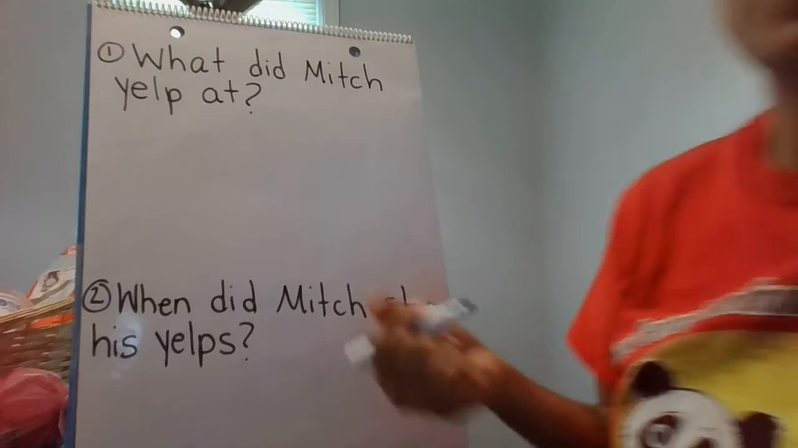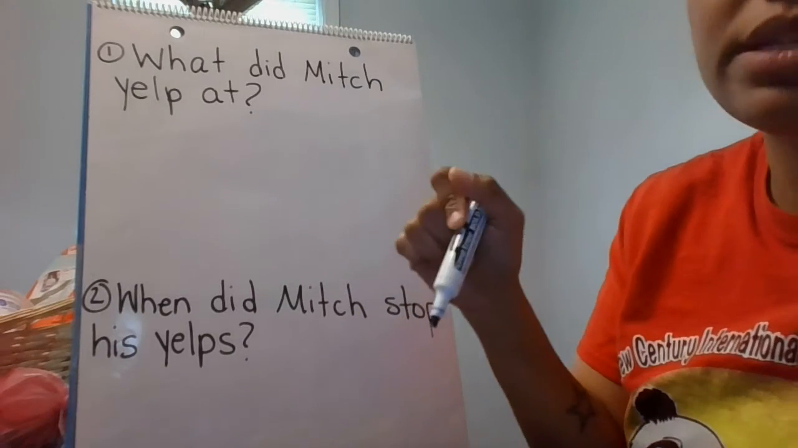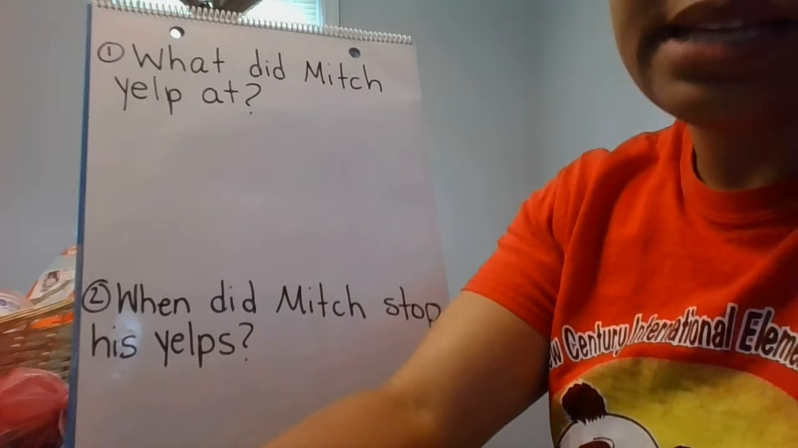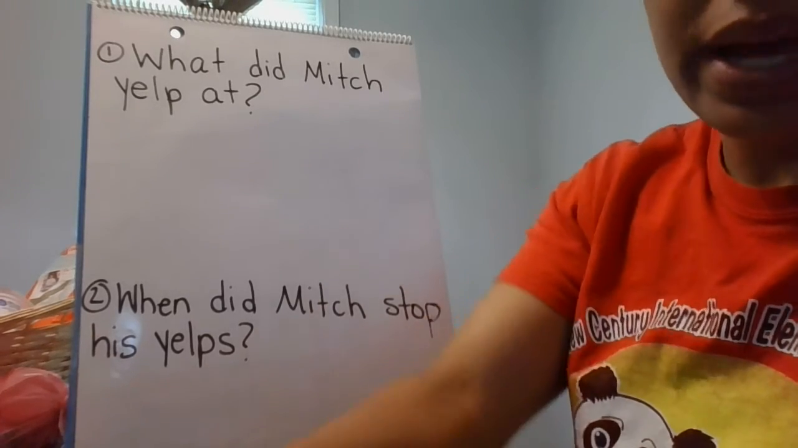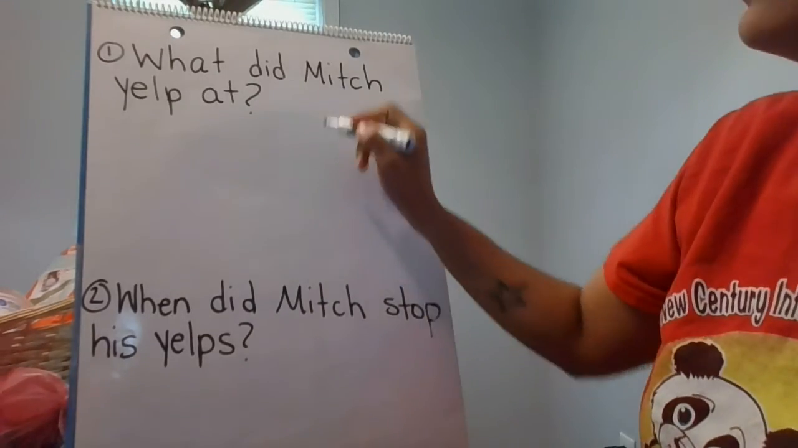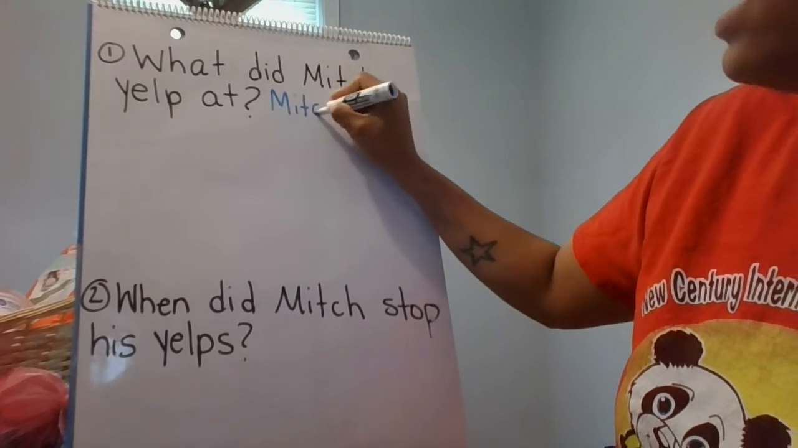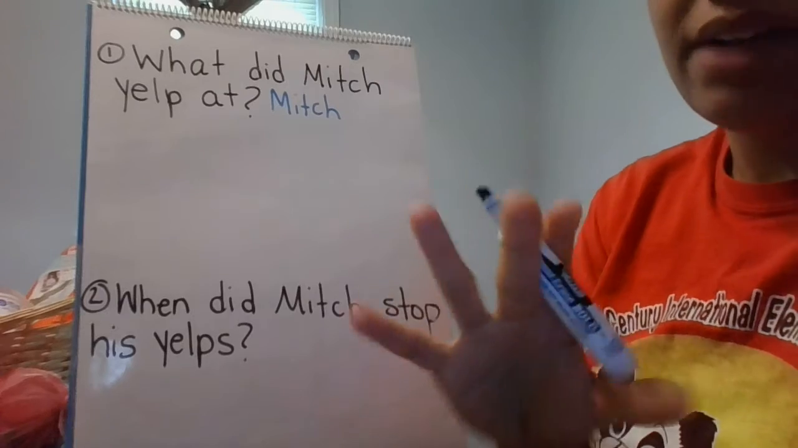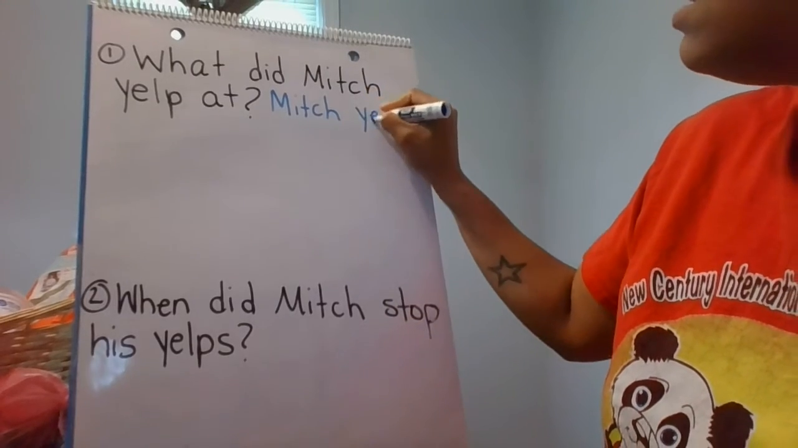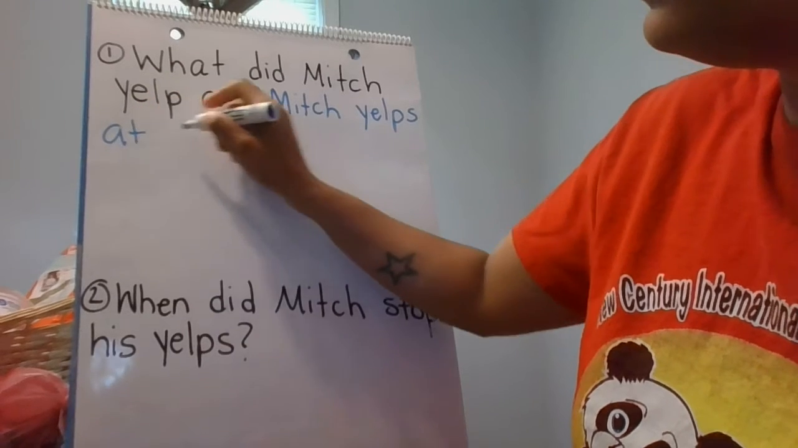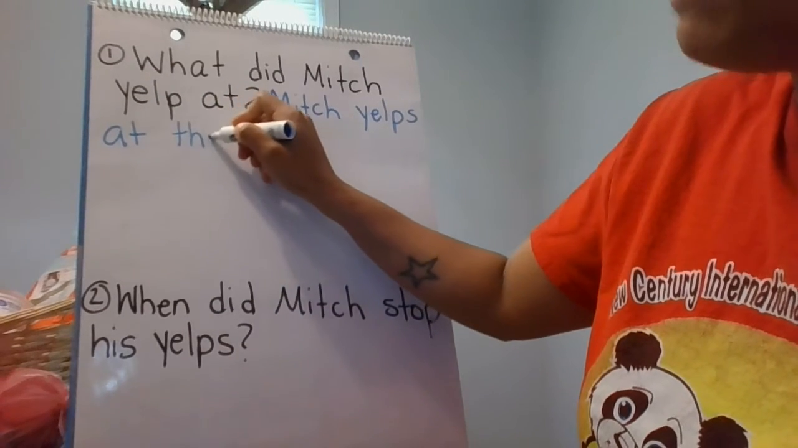I have to remember I have to write in a complete sentence, capital letters at the beginning, punctuation at the end. If there's a word that's in the text, I can go back and check it so I can do it for spelling. So what did Mitch yelp at? I need to tell who I'm talking about. And I'm going to try to list at least 5 things that he yelps at. Mitch yelps at the rabbits.